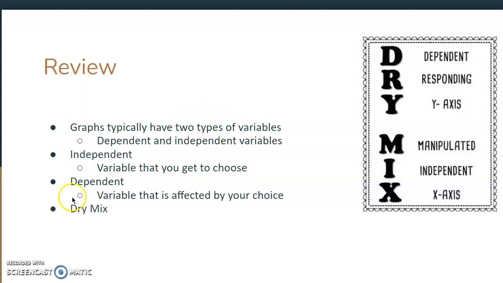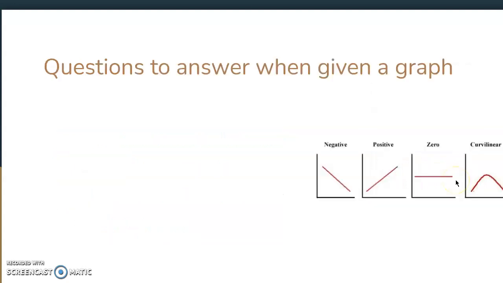A good way to try to remember where or how we can look at a graph to find this is DRY MIX. So this means that our dependent is on our y-axis. We can see D-R-Y, dependent responding, on our y-axis. So we're always going to graph our dependent variable on our y, and our independent is on our x. So M-I-X, manipulated independent x-axis. I often forget that R is responding and M is manipulated. Those words aren't as important. What we need to remember is that our dependent is on our y and our independent is on our x.